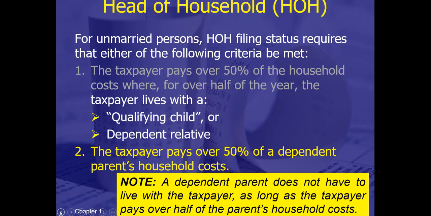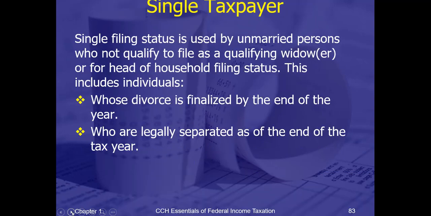Notice you can be head of household even if you have a dependent parent living in, say, an assisted living facility or something where you pay over 50%. So they really loosened that up in order to help those that are supporting elderly parents.